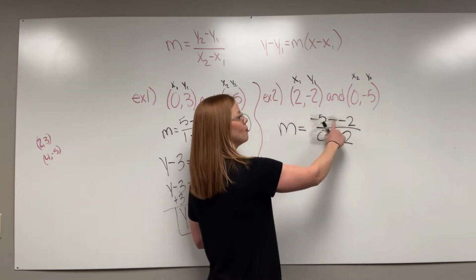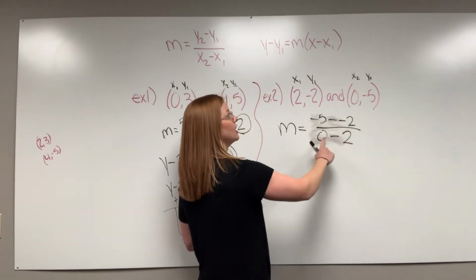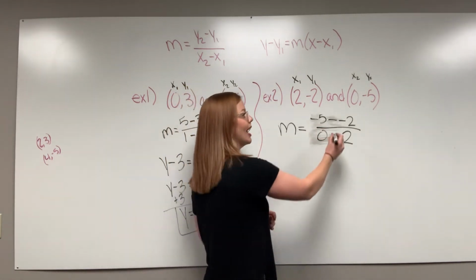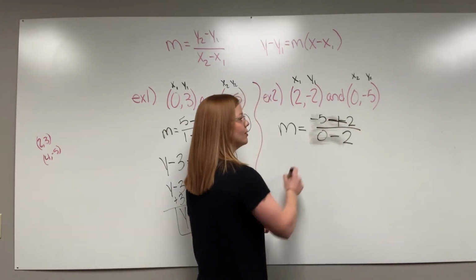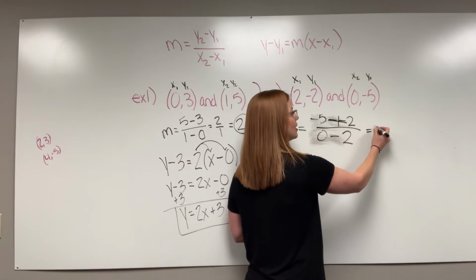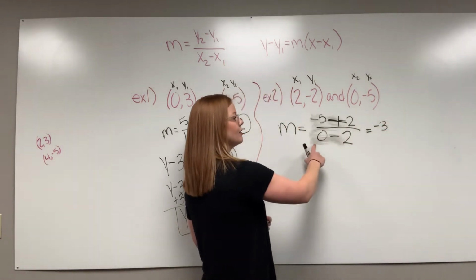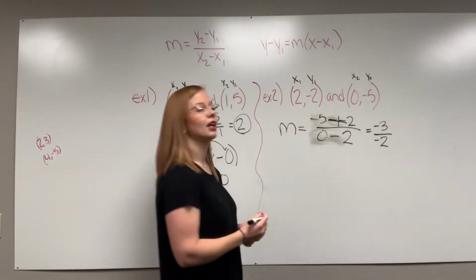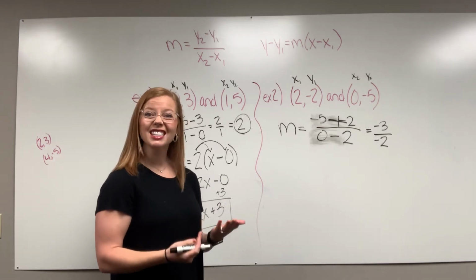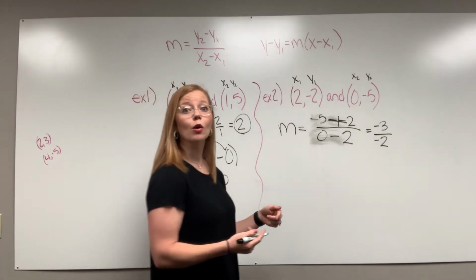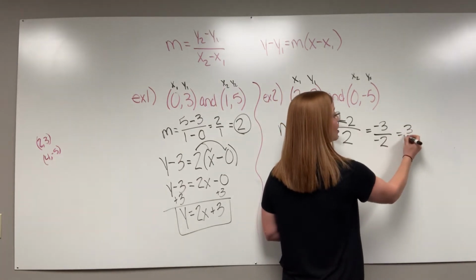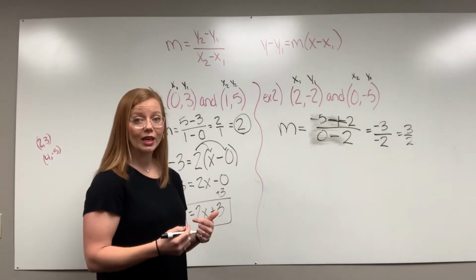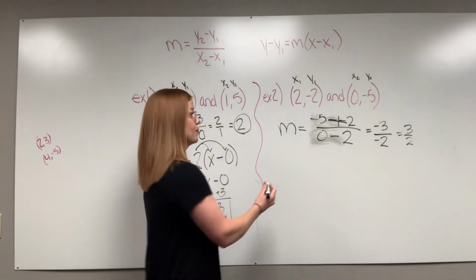So y2 minus y1 over x2 minus x1. I see this double negative up here. Let's go ahead and fix that. That turns into a great big positive. Negative 5 plus 2 gives me a negative 3. 0 minus 2 gives me a negative 2. Can that fraction simplify? Not necessarily in numbers, but I do see a negative over a negative, which gives me a positive 3 over 2. I know my slope, I know a point, so I can plug it into point slope form.